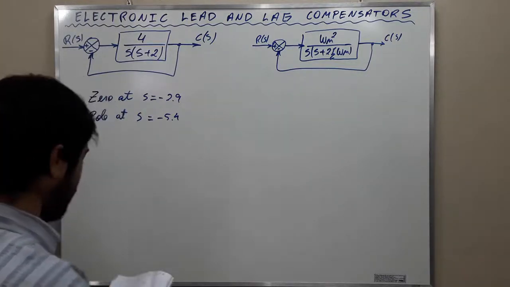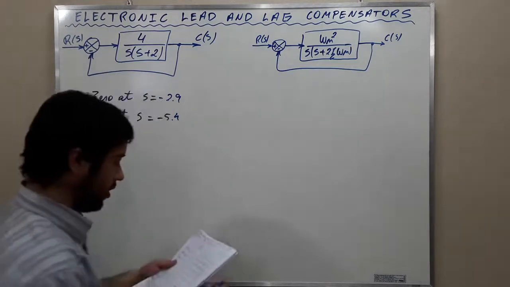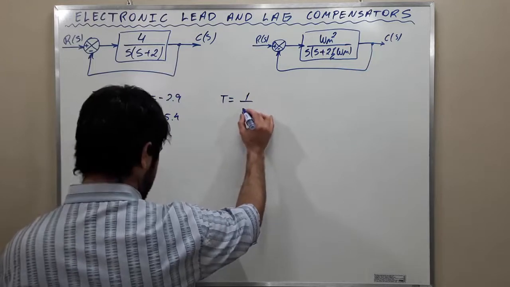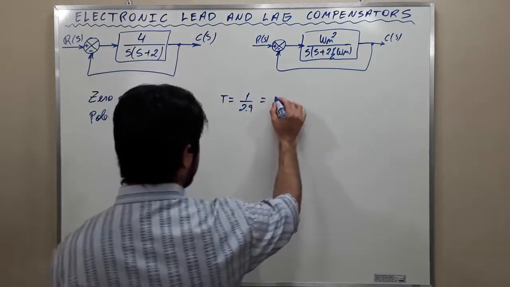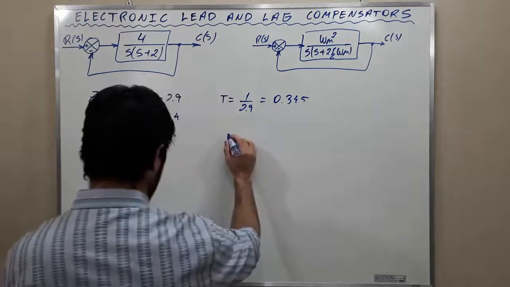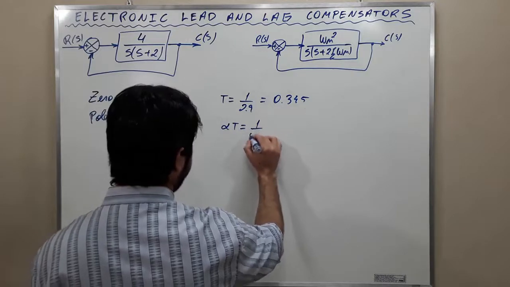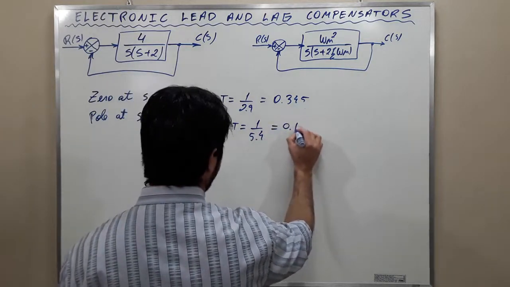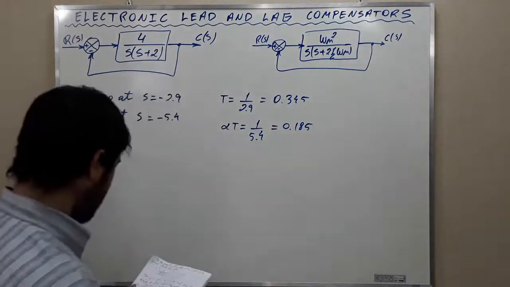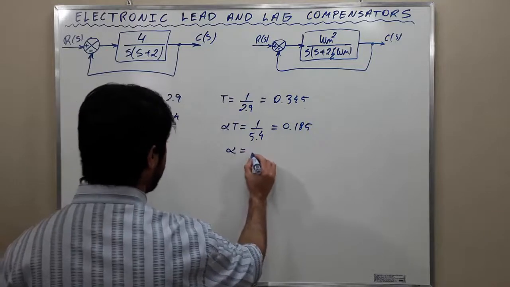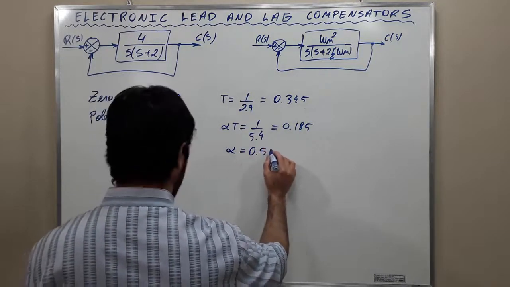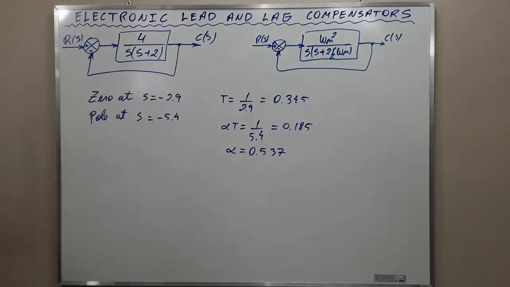And with these values, we are going to have values for alpha and for T. T is going to be 1 over 2.9, which is equal to 0.345, and alpha T equal to 1 over 5.4, which is 0.185. In this way, we discovered that the attenuation factor alpha is 0.537. This is important because we want alpha to be between 0 and 1 for this to be a lead compensator. Alpha greater than 1 is a lag compensator.